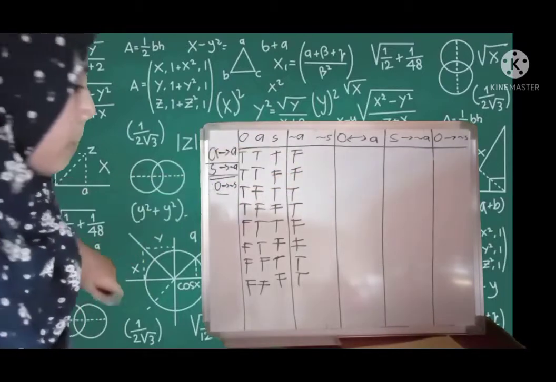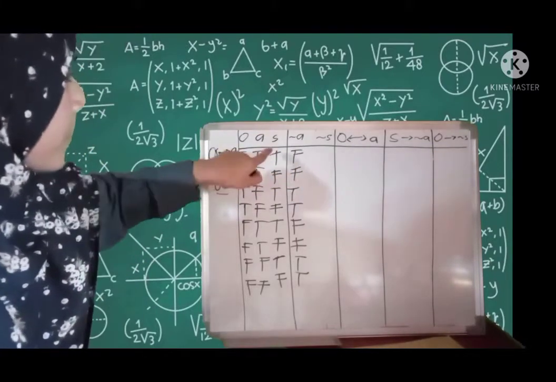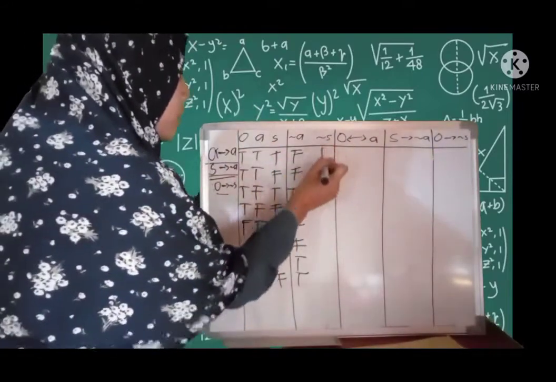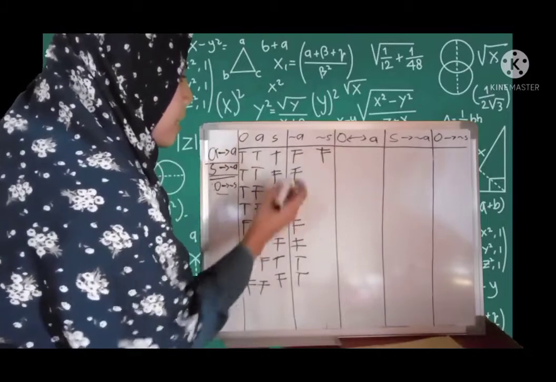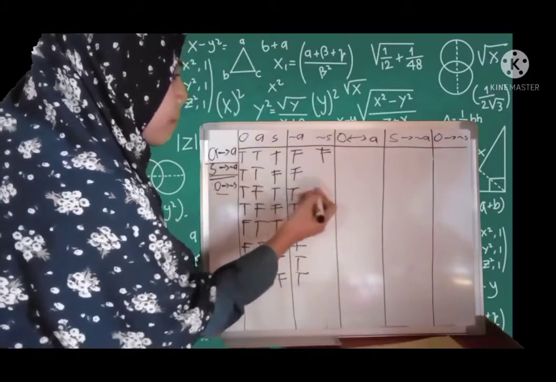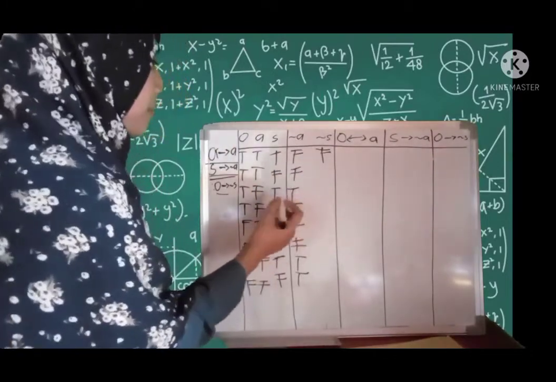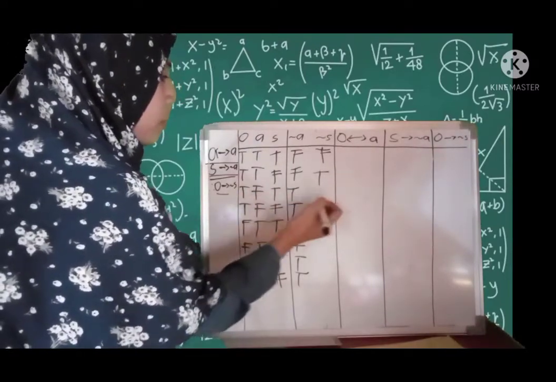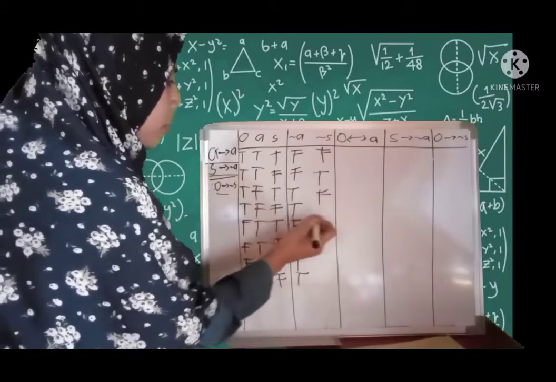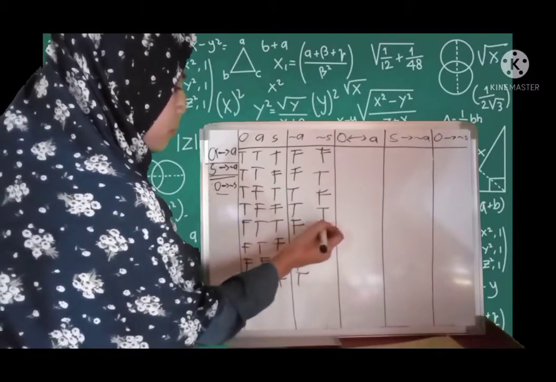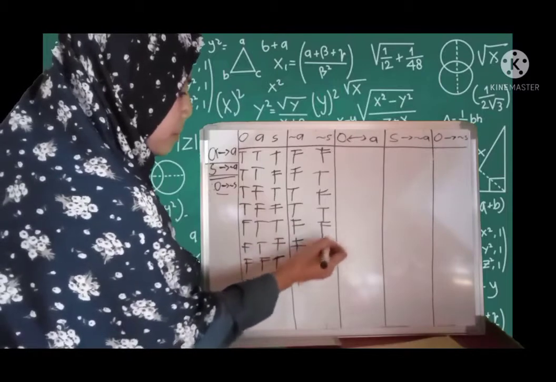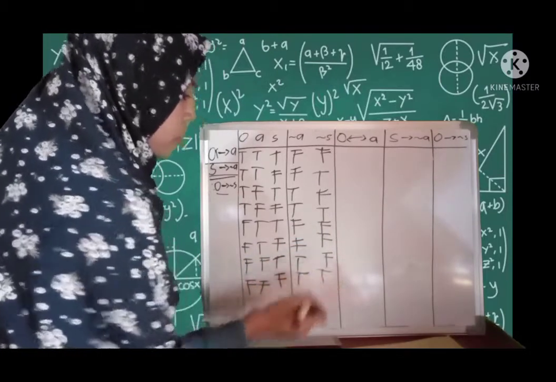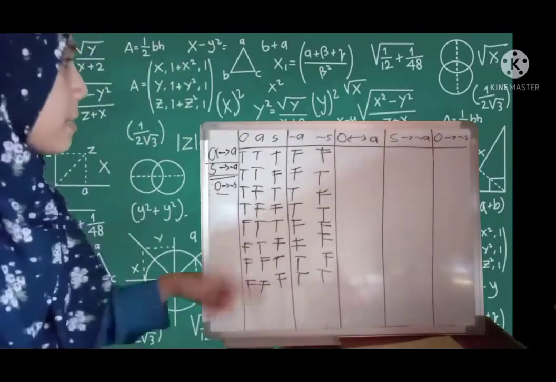Doon tayo mag-base sa S. Kung true to, same as negation A, ganun din ang gagawin. True. Pabaliktad lang ang gagawin natin. Kung false to, true ang ilalagay. Then true, false, false, true, true, false, false, true, true, false, false, true. So, as simple as that.